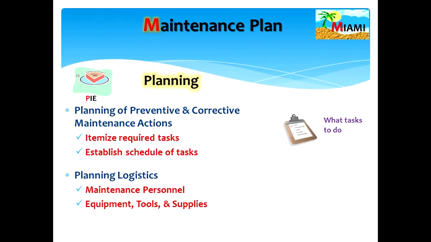Fourth, the maintenance plan shall have a plan for the logistics required to perform maintenance tasks. It includes what type of maintenance personnel and the skills required to perform the tasks, and the equipment, tools, and supplies needed to do the work. You may think that the maintenance yard already has everything you need, but it is easy to overlook some crucial element in the planning of logistics. Let's take a look at what tools and equipment you may need to maintain stormwater BMPs.